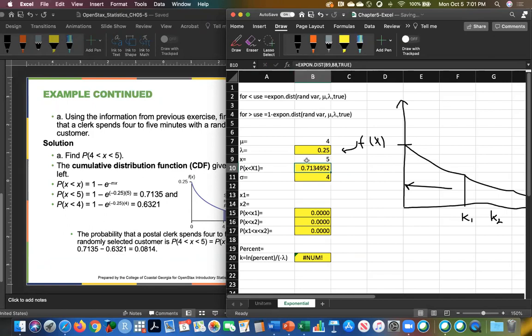That probability was found using this exponential distribution. I use EXPON.DIST, and then I type the random variable. In this case, it's going to be 5, followed by my lambda, which is the decay factor, and then followed by the word TRUE. TRUE, remember, gives you the cumulative area under this curve. So we have 71.3%. So what might be the probability that x is greater than x1, right? Assuming that this is x1, right?